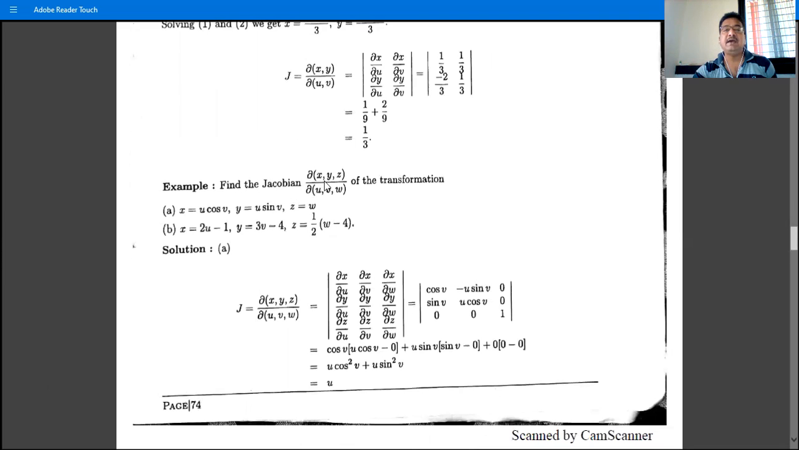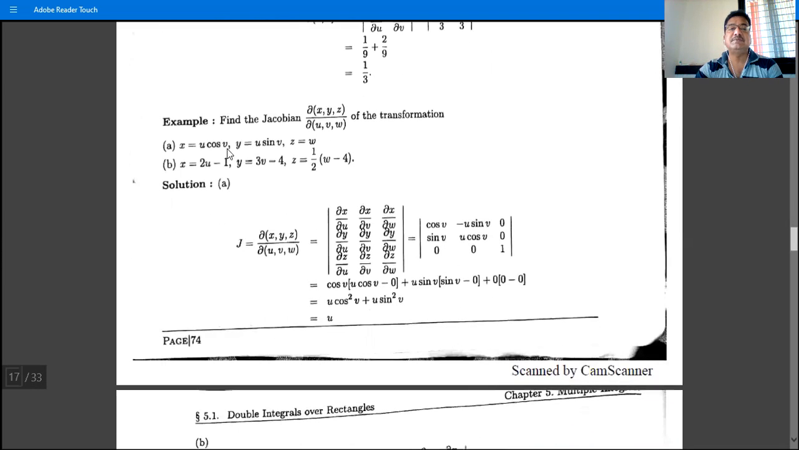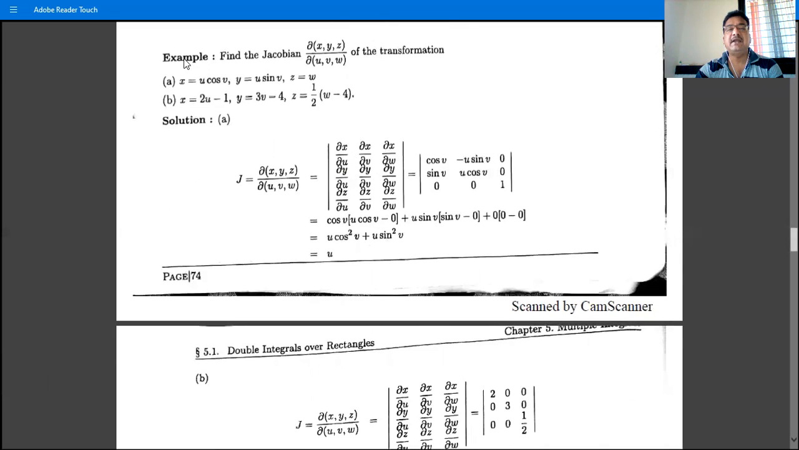Find the Jacobian ∂(x,y,z)/∂(u,v,w) of the transformation. x, y, z are given. So the Jacobian is the determinant with first row ∂x/∂u, ∂x/∂v, ∂x/∂w, second row ∂y/∂u, ∂y/∂v, ∂y/∂w, and third row ∂z/∂u, ∂z/∂v, ∂z/∂w. Substituting, ∂x/∂u is cos v. ∂x/∂v: u is constant, the derivative of cos v is minus sin v, so minus u sin v. And ∂x/∂w is 0.